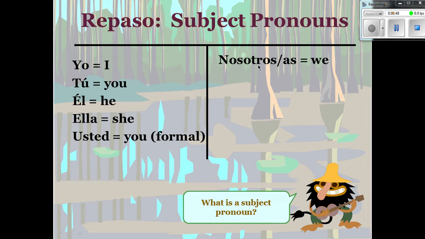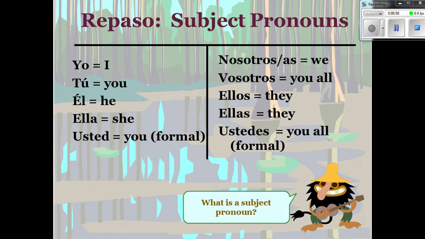So we have nosotros or nosotras, which is we. Vosotros, you all. We could also say vosotras. So remember, this is only used in Spain. Ellos, ellas, and ustedes.